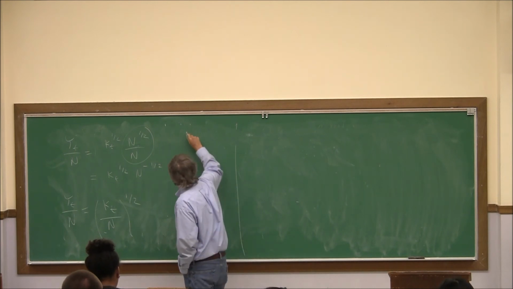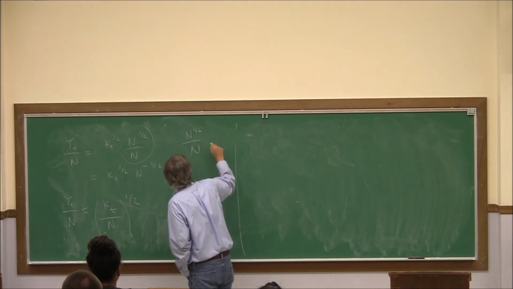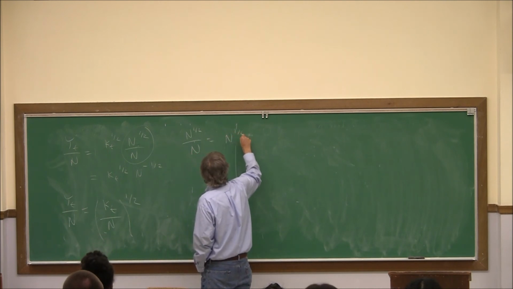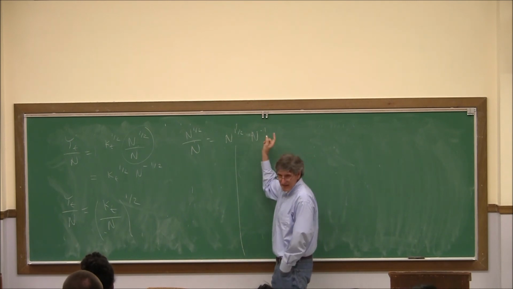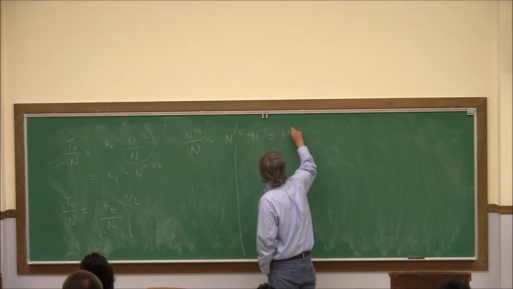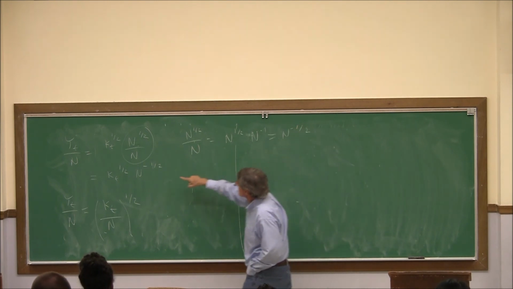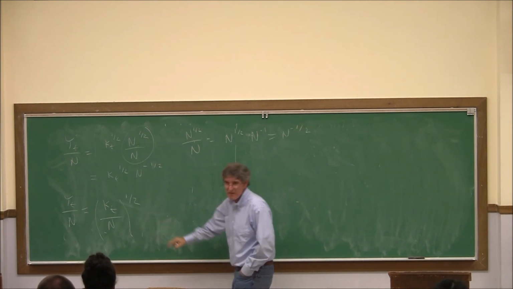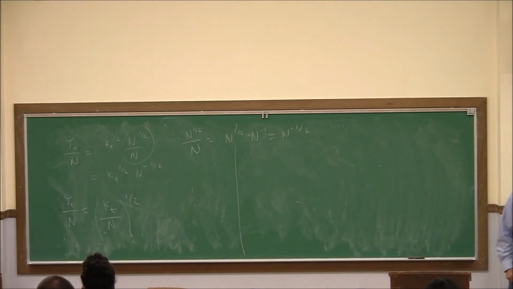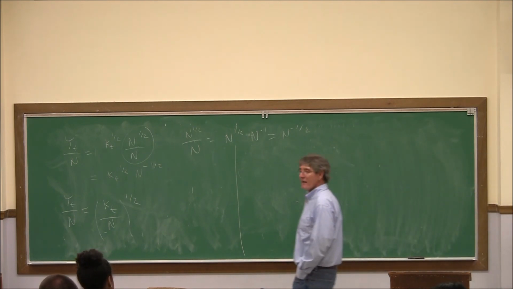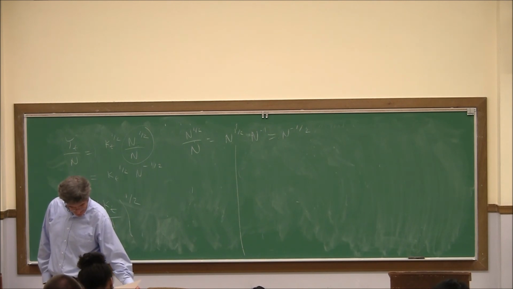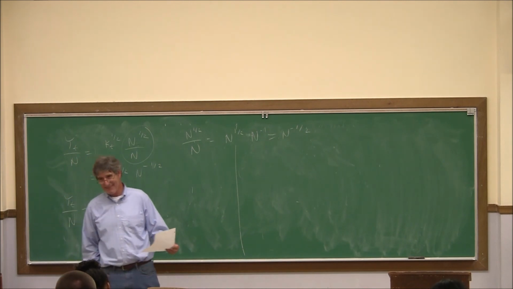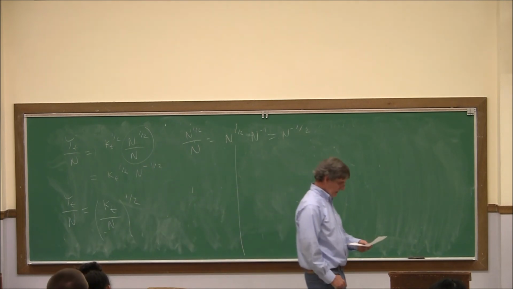So this is N to the 1/2 over N, which is N to the 1/2 times N to the -1. Like bases add exponents. That's N to the -1/2, which is what I wrote there. And we got it. I think it's a little hairy at this point. Stick with it. There's a really simple result in the end. We have to get there.